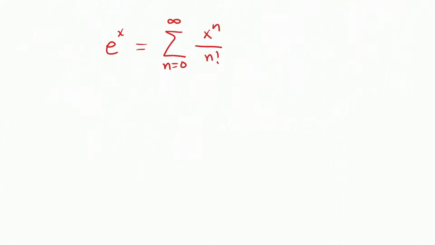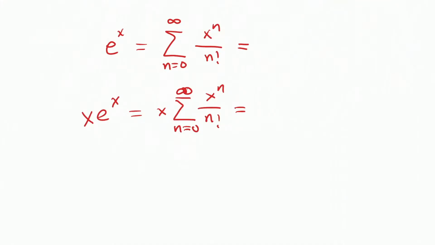But anyway, with this particular power series, if I wanted to come up with the power series for x e to the x, I would just take this power series and multiply it by x. Check it out. There we go, which is equal to the sum of x to the n plus 1 over n factorial, where n goes from 0 to infinity. That's the power series for x e to the x.